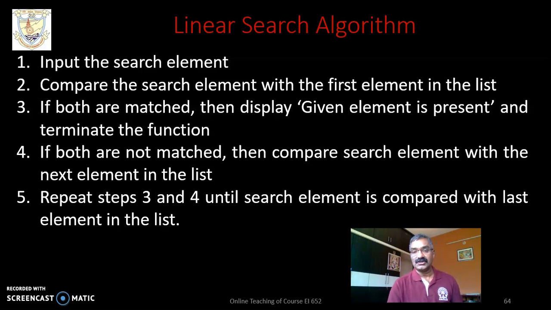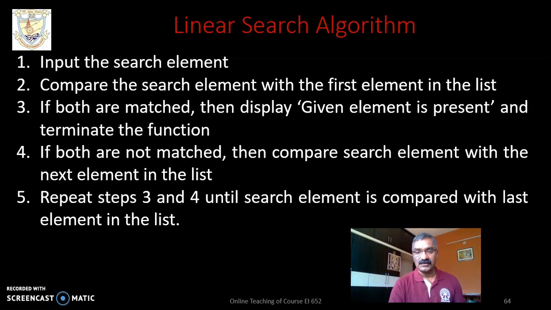The second step is to compare the search element with the first element in the list. In the list we have so many elements, stored in the form of a list. As you know, a list is mutable. So you first check whether the search element is present in the very first position, at the 0th index, by comparing the search element with the first element. If both match, that means the search element is present in the very first location, then display that the given element is present and come out of the function. We have to write a function, or we can write it within the main program only. It is always better to write a function, a method which is written separately.